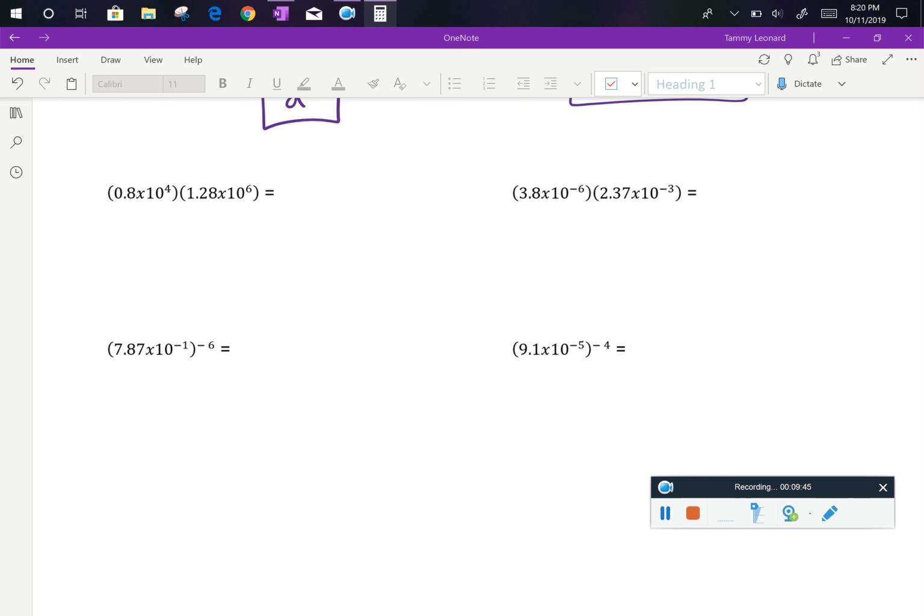At the bottom of the page here, we have some scientific notation. Now, you practiced with the scientific notation refresher before we started this unit, but now we're actually doing operations.